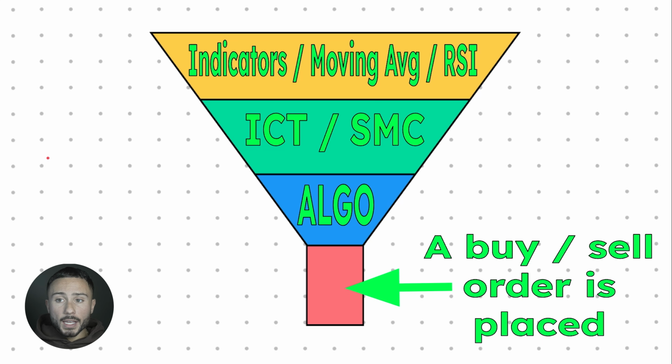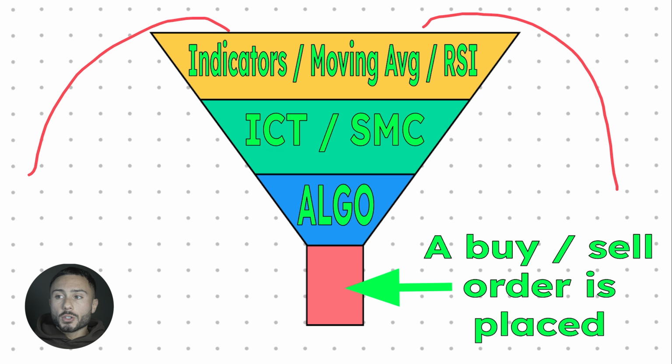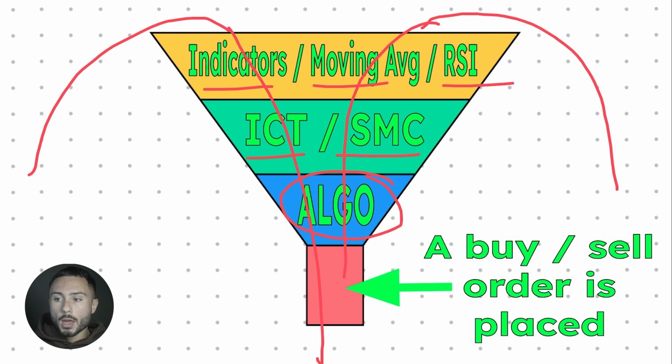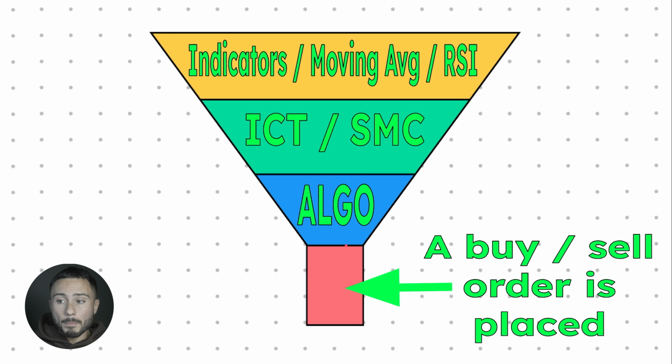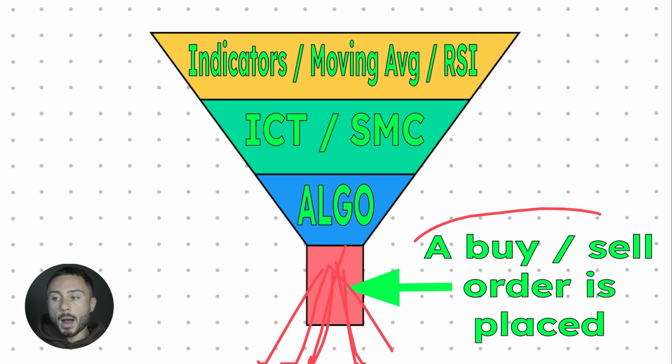Think of it as a funnel. In the funnel, we have water pouring in. And as the water's pouring in, we could have indicators, moving averages, RSI, whatever. We could have ICT, smart money concepts, Fibonaccis. We have any algorithmic type of trading. Regardless of what strategy or what instrument you use, at the bottom of the funnel, for the water to flow through and come down, an order has to be placed. Whether it's an algo, whether it's somebody trading off of ICT, whether it's other people buying off of indicators, regardless, at the bottom of the funnel, water is going through it. And in this case, water is a buy or sell order.